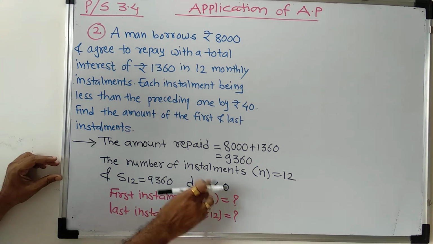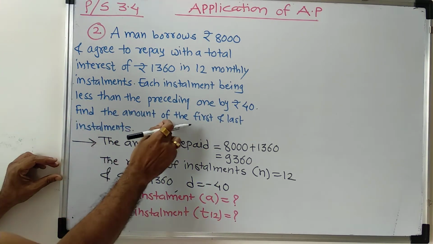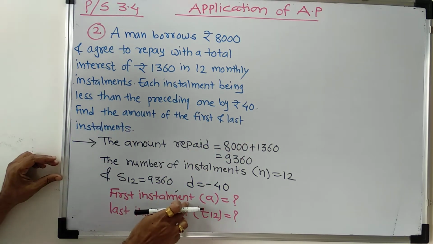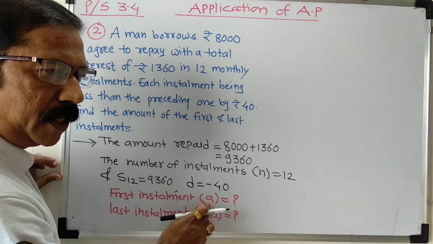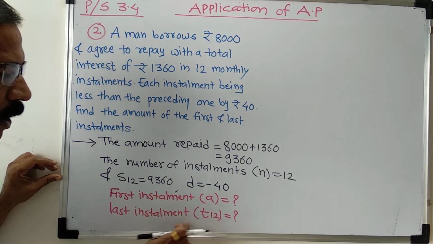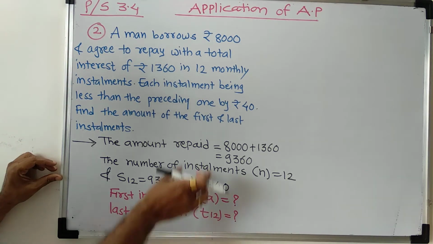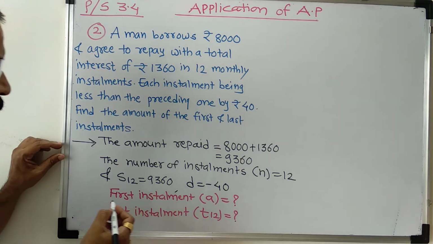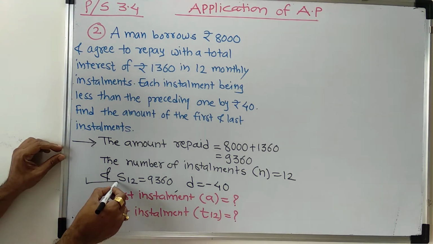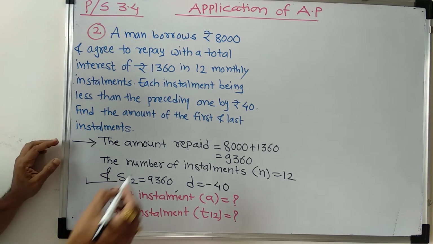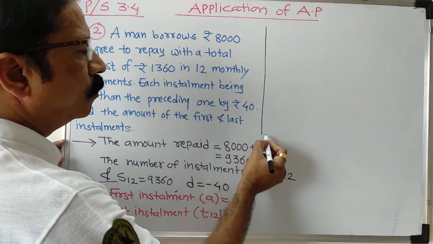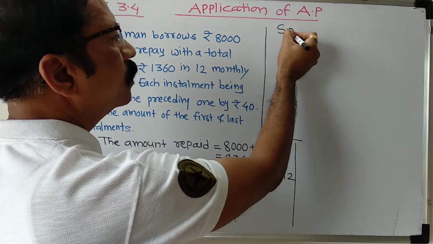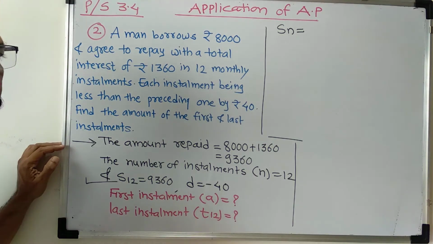So d is minus 40, and what they ask: find the amount of the first and last installment. Means find the first installment, that is T1, which is a, and find the last installment, that is T12, because you decided to repay that amount in 12 installments. So as S12 is known, we are going to use the formula of Sn to solve this sum. First I told you, you have to decide the formula. So I will decide to use the formula of Sn.